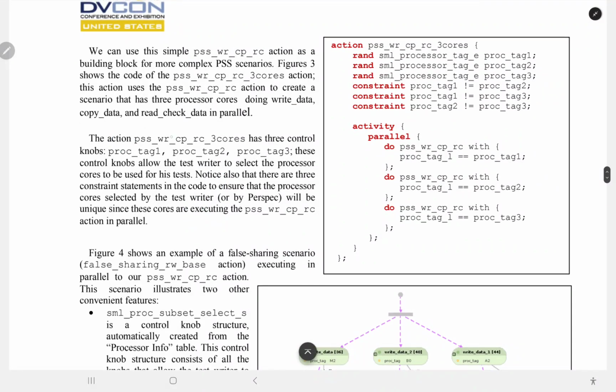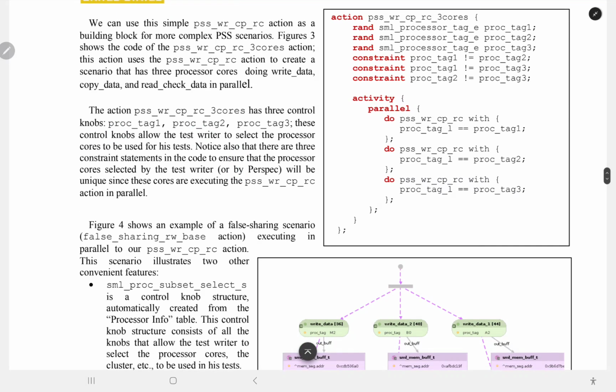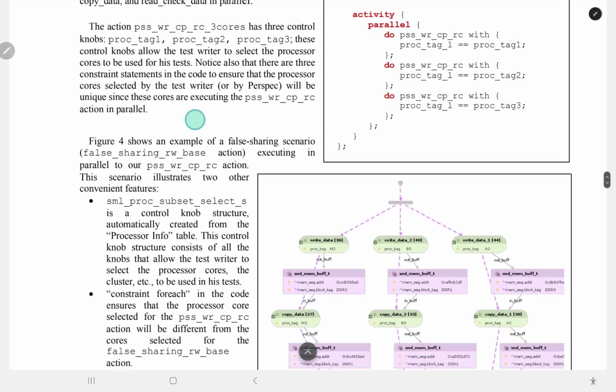The action PSS WRC PRC 3 cores has 3 knobs: PORC 1, 2 and 3. These control knobs allow the test writer to select the processor cores to be used for the test. Notice also that there are 3 constraint statements encoded to ensure that the processor cores selected by Perspec will be unique, since these cores are executing the PSS WRC action in parallel.